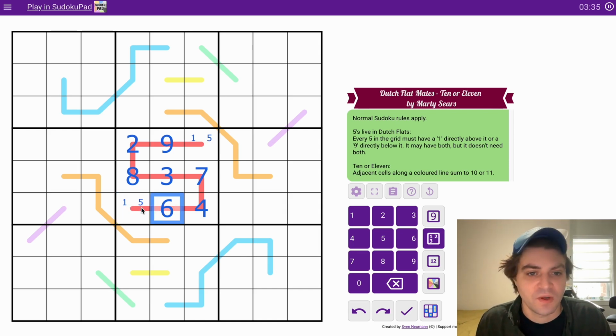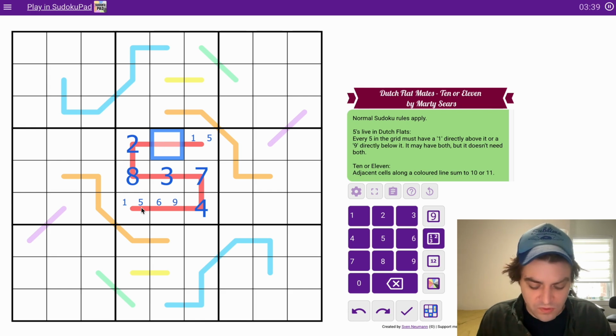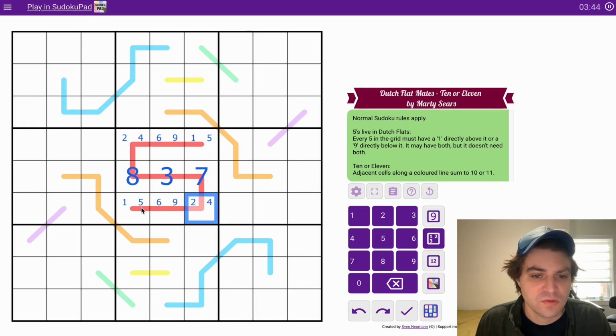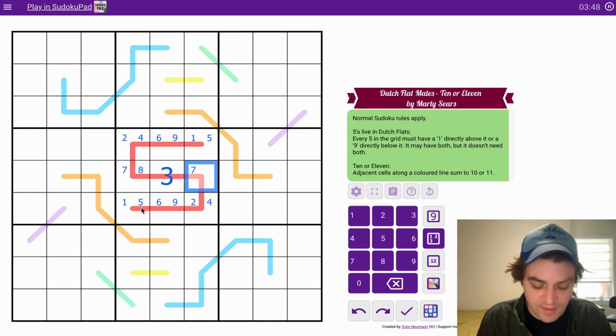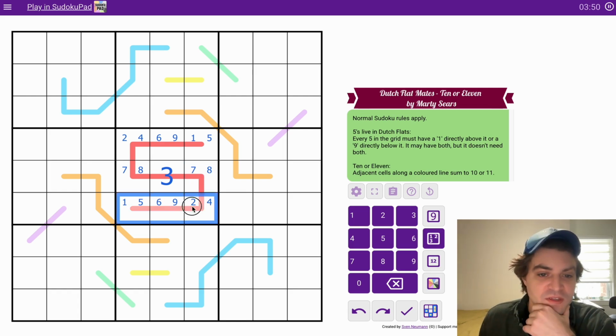No, 1 or 5. All right. Now U can be a 6 or a 9. U can only be a 6 or a 9. Now U can be a 2 or a 4. U can be a 7 or an 8. And then the 3 goes in the middle. So I think we've learned about as much as we can learn about this area.